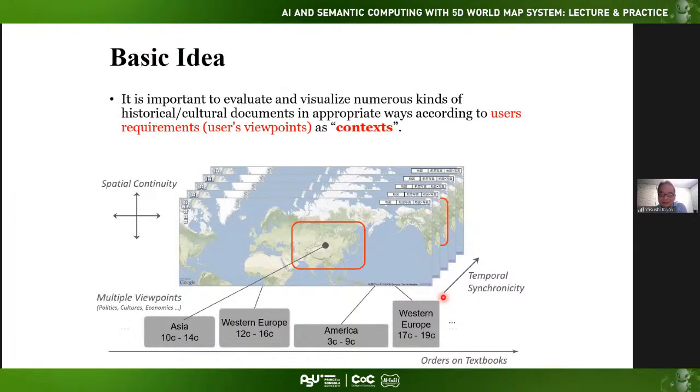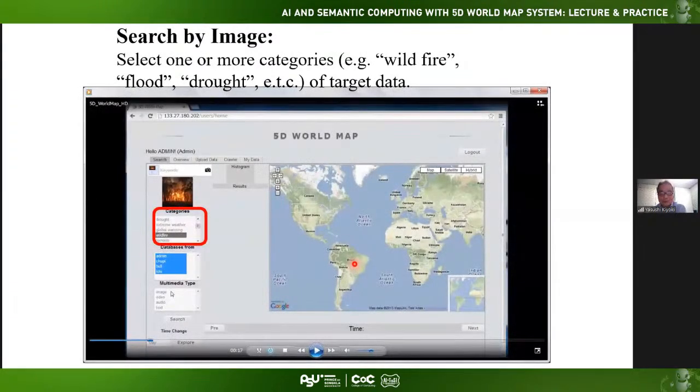So sometimes we are interested in history, temporal, timeline. Sometimes we are interested in geographical relation. And so our current system supports a multi-dimensional world with the multiple world map with the geography. And for example, this is the case of the forest fire. So fire can be recognized by eyes, all right? So this is a phenomenon occurring in the nature. That's why fire can be recognized by eyes.